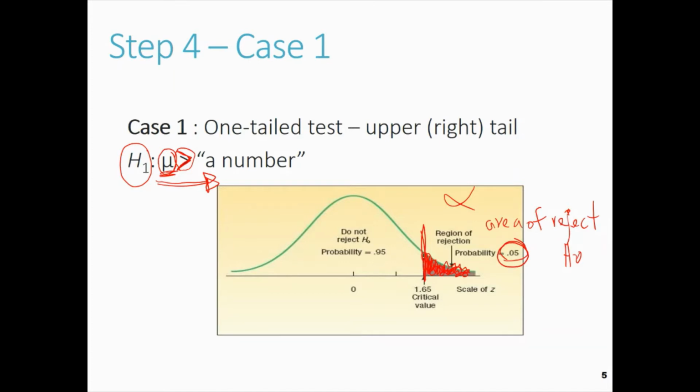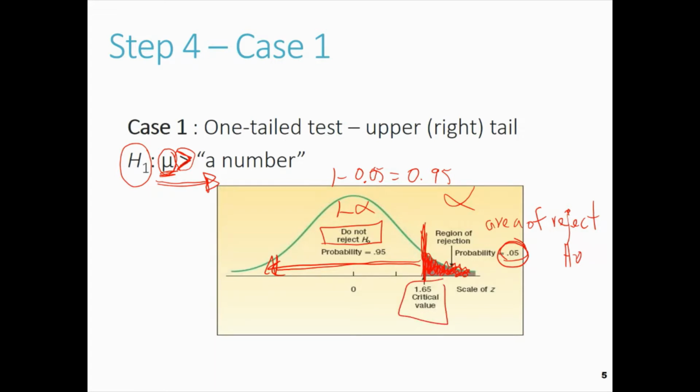So the area of not rejection is 1 minus alpha. So 1 minus 0.05, don't skip zeros there, it's 0.95. So this area on the left side of your alpha is the area where you do not reject your H0. Now, these two areas, the rejection and not rejection, are separated by the critical value.